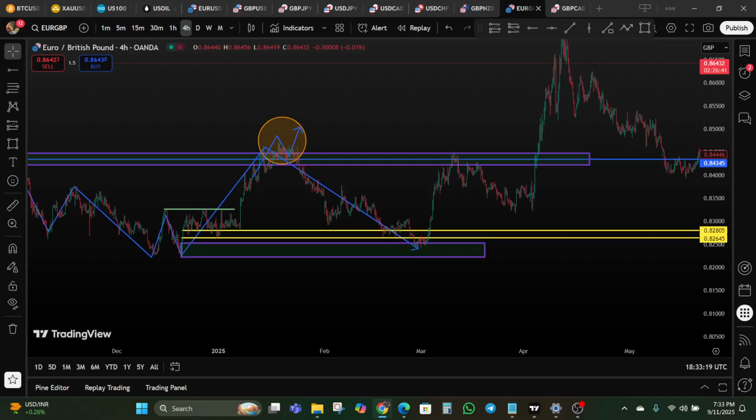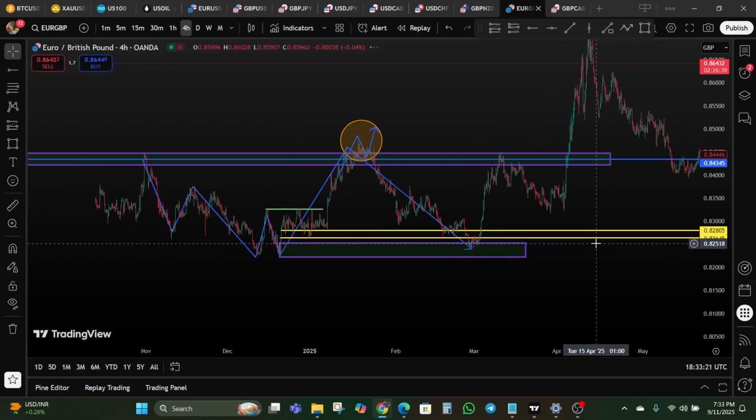That is it for this lesson, guys, on the ICT breakout strategy. Keep practicing, stay patient, and always focus on liquidity and structure.